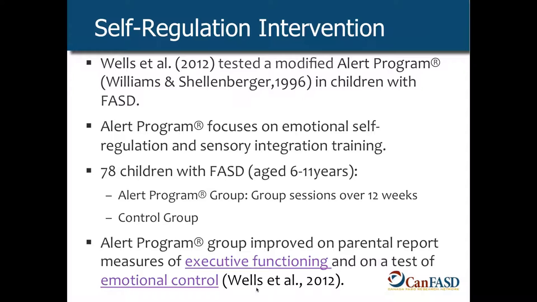Next, I'm going to talk about a self-regulation intervention that has been tested with children with FASD. So Wells et al. tested a modified ALERT program in children with FASD. So the ALERT program is published by Williams and Schellenberger, and it focuses on emotional self-regulation and sensory integration training. Anybody can go and find information on the ALERT program. You can just Google it. It's a very common program. It's not developed for kids with FASD. It's developed for children with difficulties with self-regulation. So it's used in a number of different populations, and there is quite a bit of research on it, and they have a website and lots of different training programs.